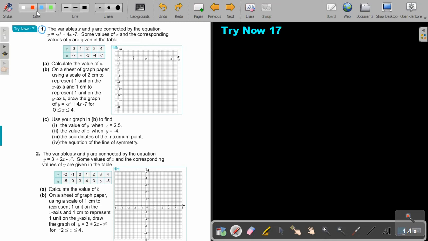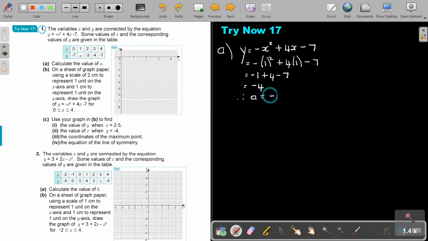But before we move on to the graph paper, I am first just going to do number A. The variables x and y are connected by the equation. Some values of x and the corresponding values of y are given in the table. So it's just a that's missing. First write down your quadratic equation. And then in the place of x, you put 1. The negative is in front, so leave it in front, and there is the 1, the 4, and the negative 7. So the answer will be negative 4. Don't end like this, say therefore a is equal to negative 4.